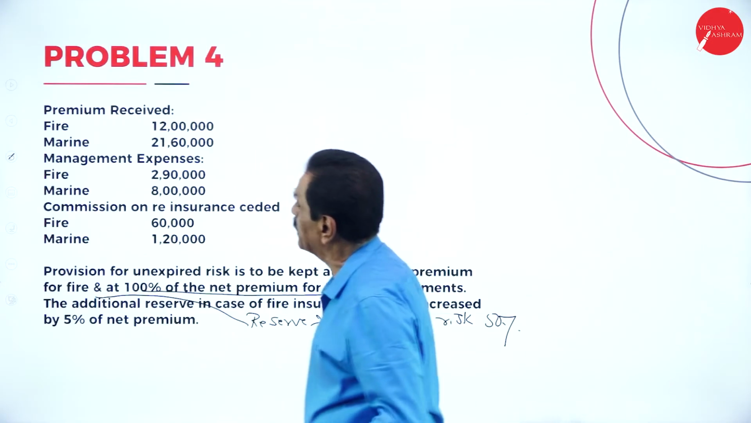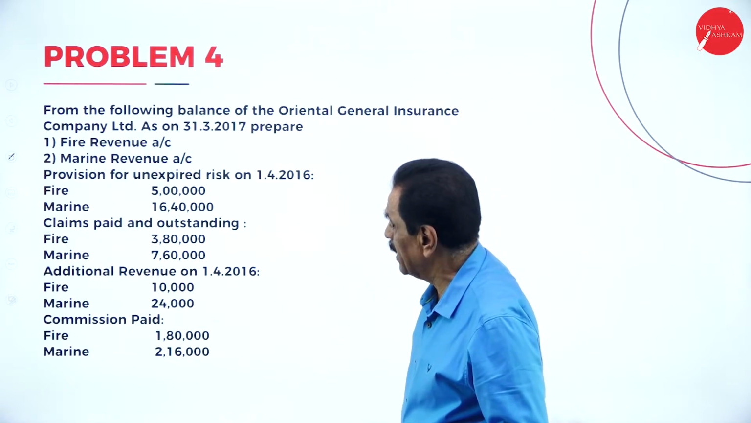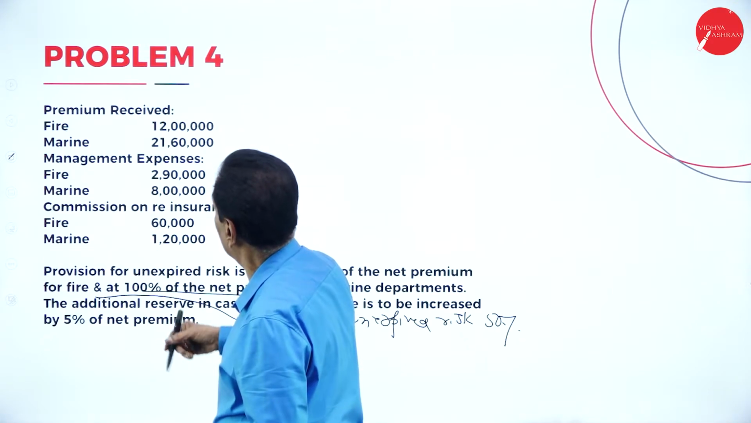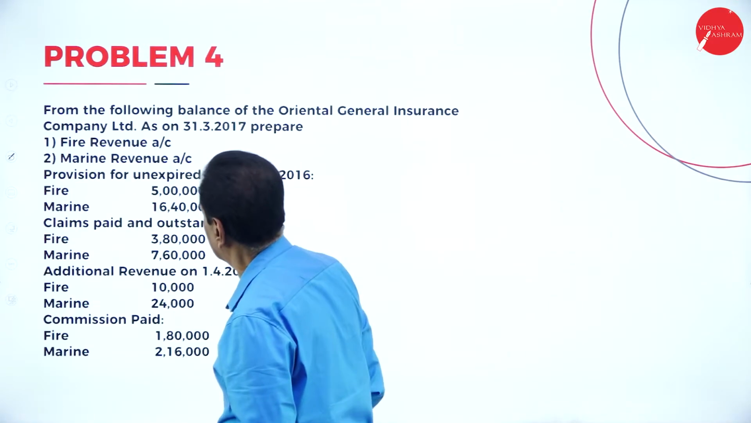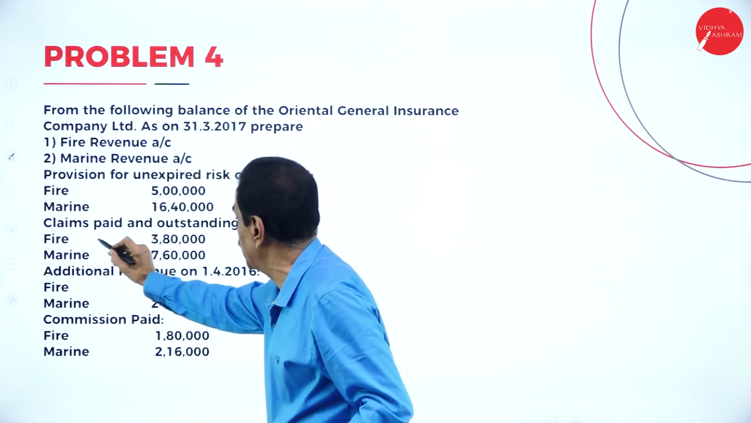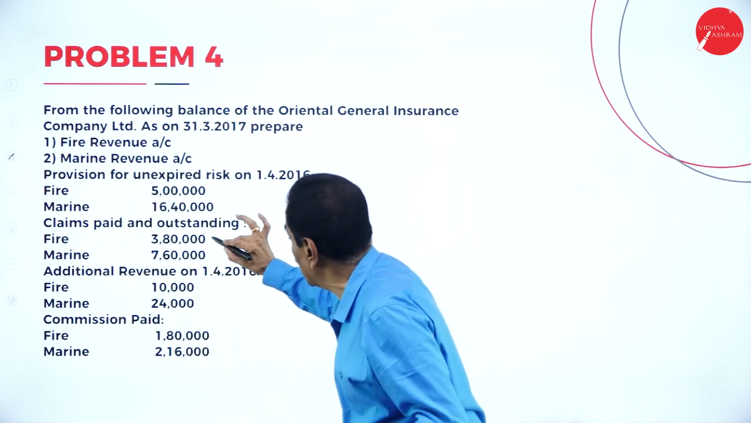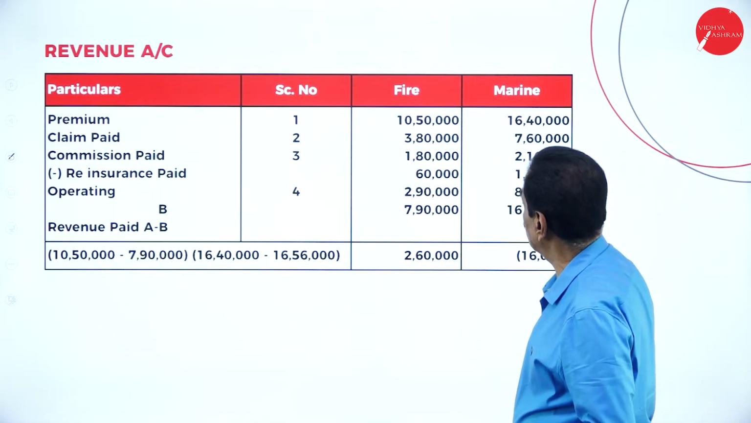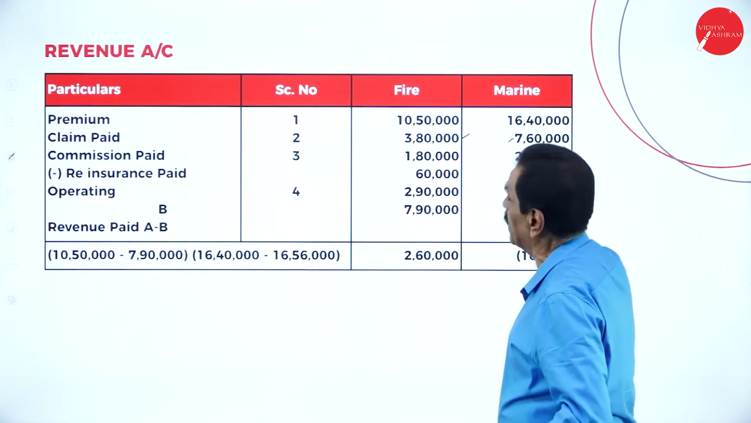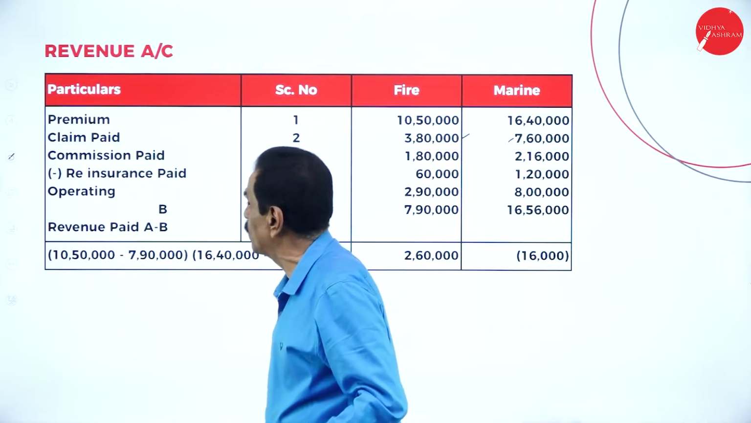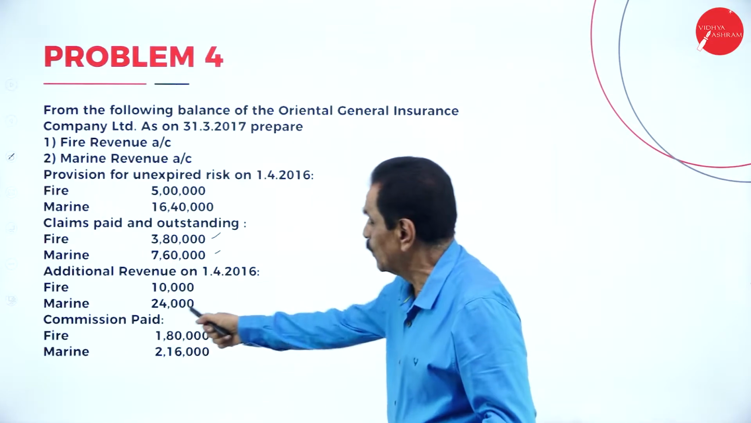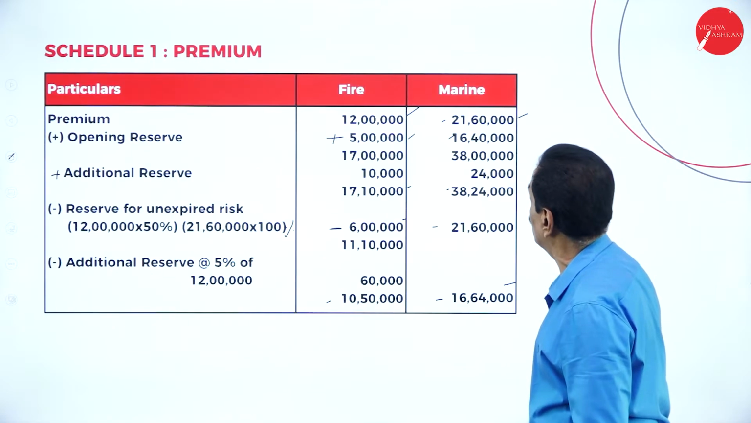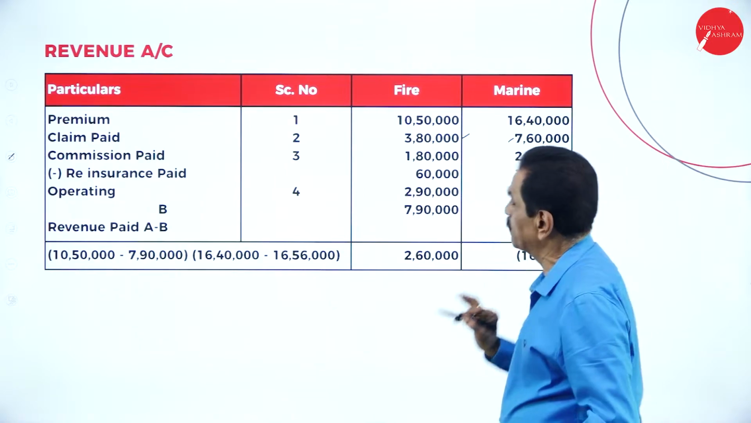Claims paid, see that. What's your claims paid? Claims paid, how much you got? 3 lakh 80,000, 7 lakh 60,000. This goes in favor of schedule 1. Then commission paid. What's your commission paid? Fire, 1 lakh 80,000. Marine, 2 lakh 16,000. 1 lakh 80,000 minus 15,000.